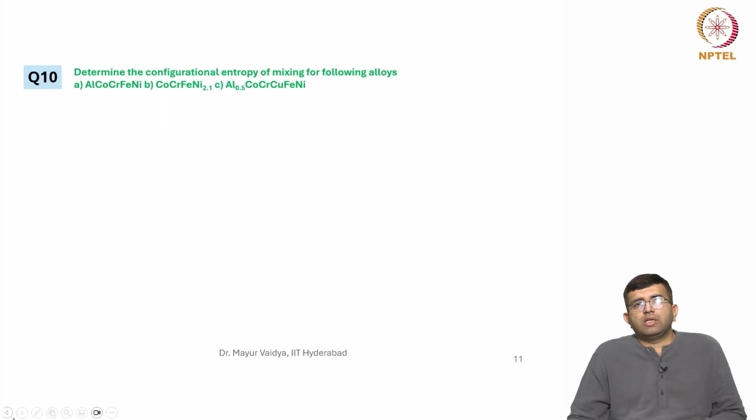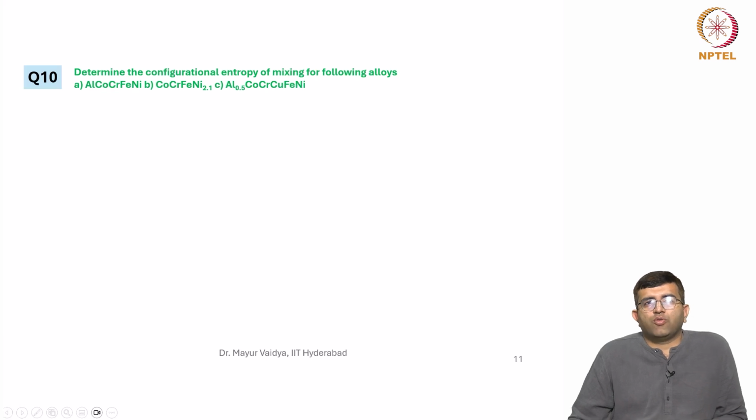Question number 10, determine the configurational entropy of mixing for the following alloys. So you have Al, Co, Cr, Fe, Ni. When it is written in this way, you see that all the atoms are in equal atomic percent. And here the ratio is indicated: Co, Cr, Fe, Ni 2.1. And it is aluminum 0.5 Co, Cr, Cu, Fe, Ni. So we saw that the configurational entropy is given by minus R sum of Xi ln Xi. Remember, in this case, yes, it is all equiatomic, but in this case, not all the atoms have the similar composition. Same thing here also.